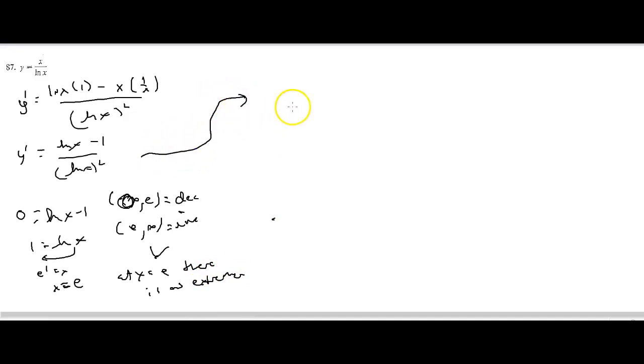Now I'm going to find concavity or points of inflection. So I take a second derivative, y double prime. It's going to give me a big old mess up on top. I get ln of x, that whole thing squared, times the derivative of the top, which is going to just be 1 over x. The 1 goes away right here. This 1 goes away. Minus the top times the derivative of the bottom.